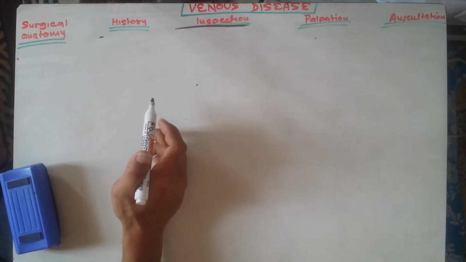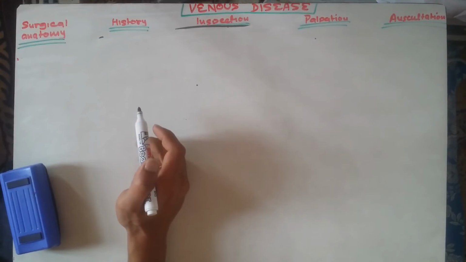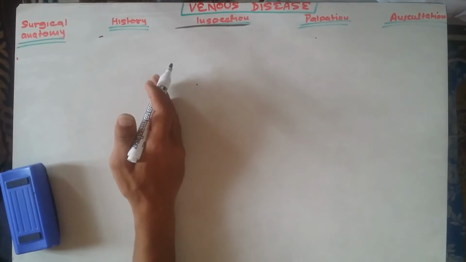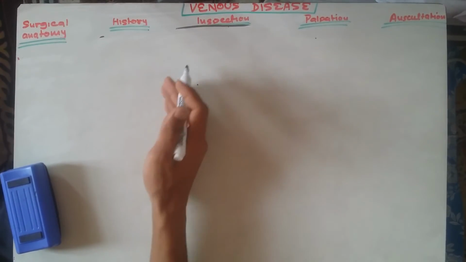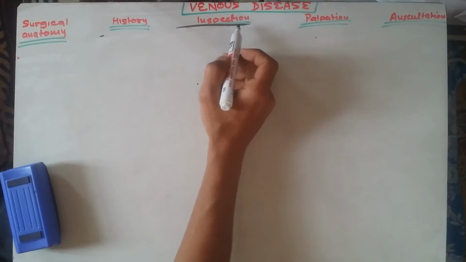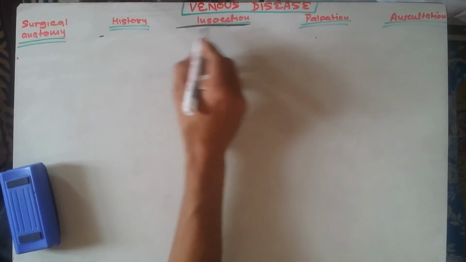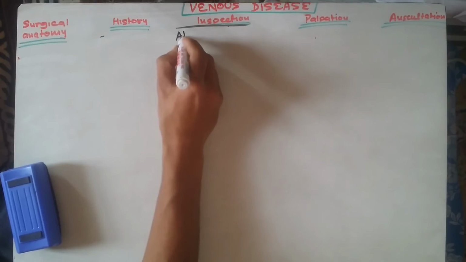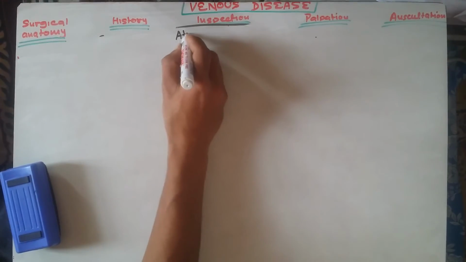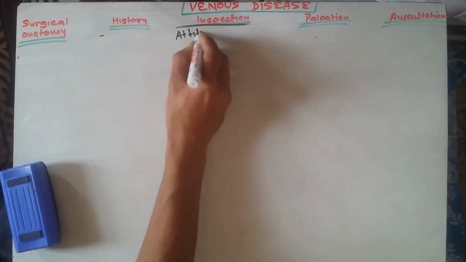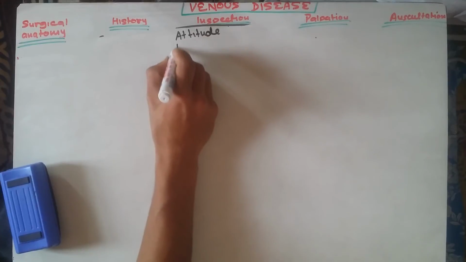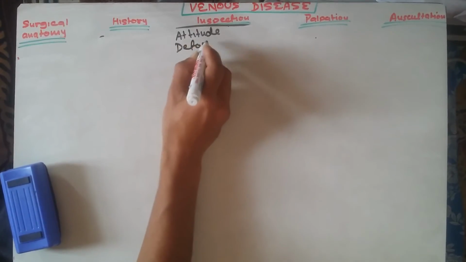exact site, associated feature and skin overlying the swelling. We will take the history of pain also, and then we will finally come to the inspection of the varicose vein. For inspection we will look for the attitude of the limb, attitude of limb, and then deformity, any deformity is present or not.